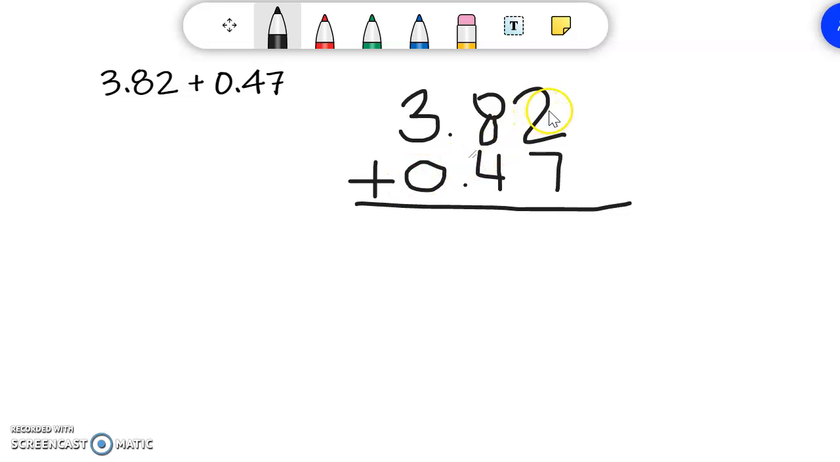So now I'm ready to add. 2 plus 7 is 9. 8 plus 4 is 12. Since I have the number 12, I have to put the 2 down at the bottom in the tenths place, and I'm going to regroup the 1 to the ones place up top. 1 plus 3 is 4. 4 plus 0 is still 4. And now all I'm going to do is bring my decimal point straight down. So Michael travels 4 29/100 miles from home to school.